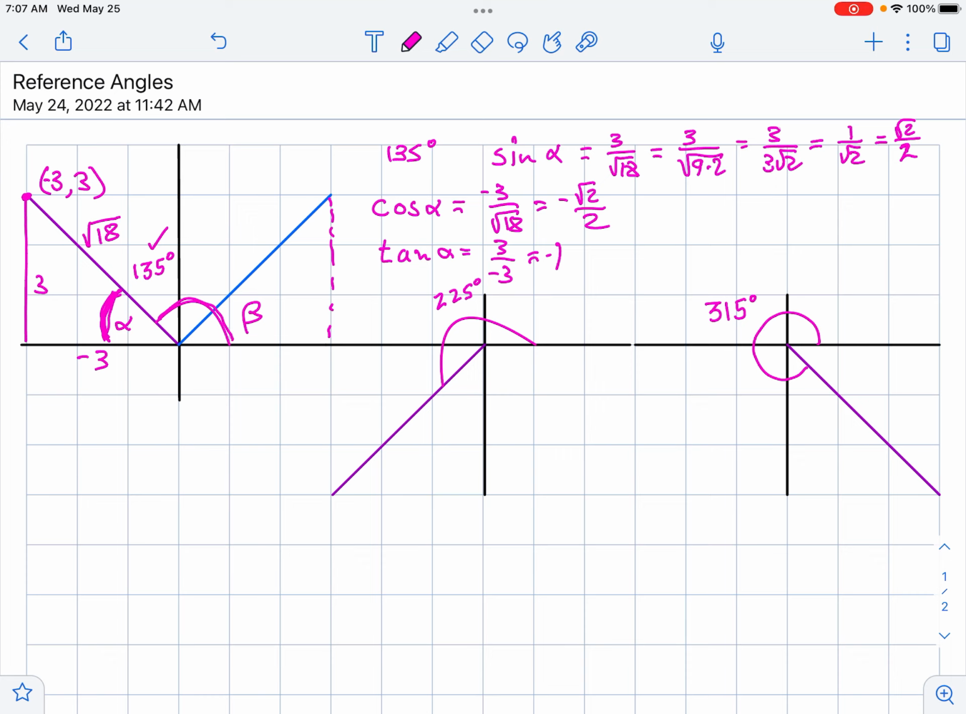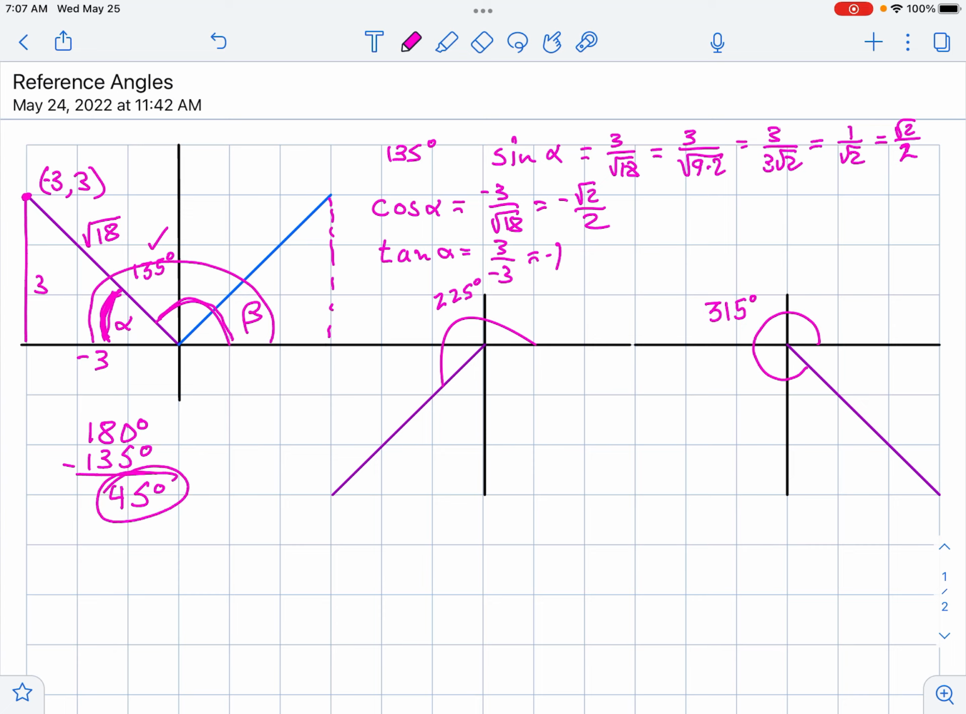However, we're careful to take note of the sign of the trig function. For example, in quadrant 2, cosine is negative. Sine is positive, tangent's negative. But this is called a reference angle. Now here's how we find the reference angle. Let's look at this first one here. We've got 180 degrees. That's if we go all the way around here. And we're subtracting off the 135. And that leaves alpha. So that gives us 45 degrees. This is the reference angle.